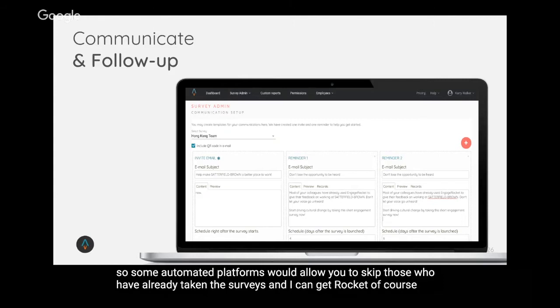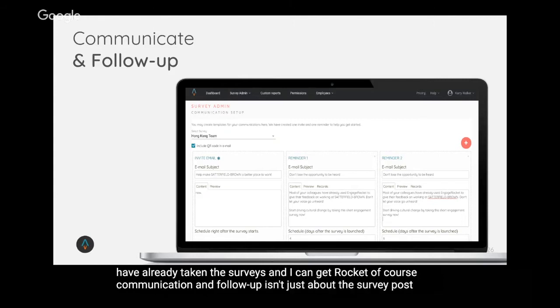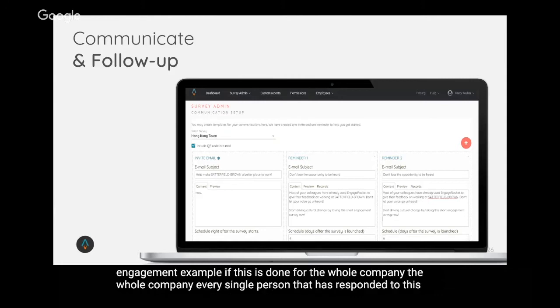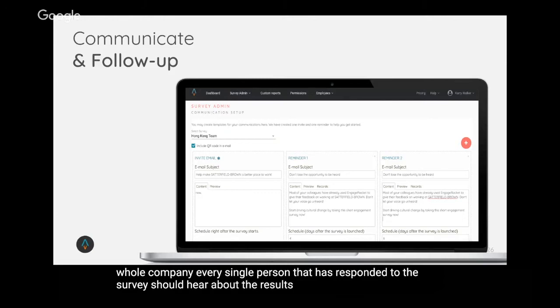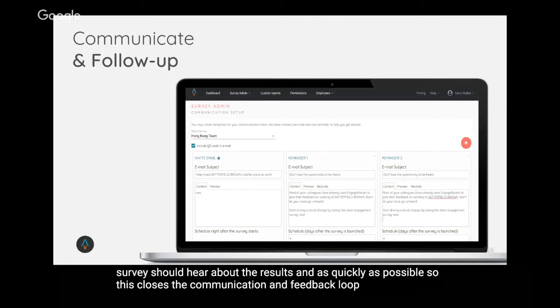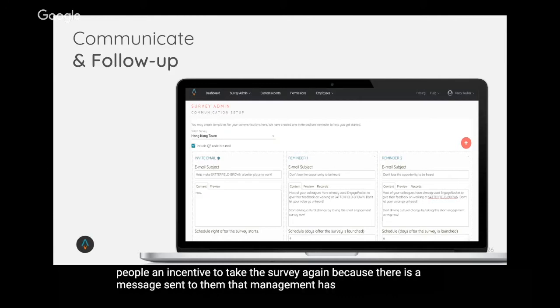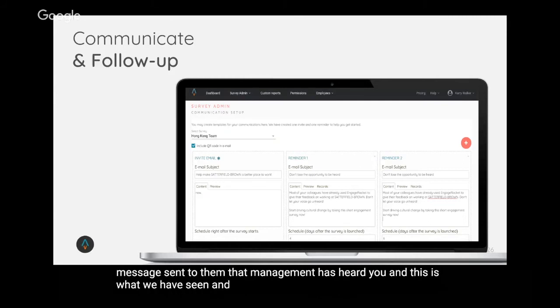Of course, communication and follow-up isn't just about the survey. Post-survey is extremely important for the results to be communicated to the necessary stakeholders. And going back to the employee engagement example, if this is done for the whole company, every single person that has responded to the survey should hear about the results and as quickly as possible. So this closes the communication and feedback loop, and also gives people an incentive to take the survey again, because there is a message sent to them that management has heard you, and this is what we've seen, and hopefully this is what we're intending to do.